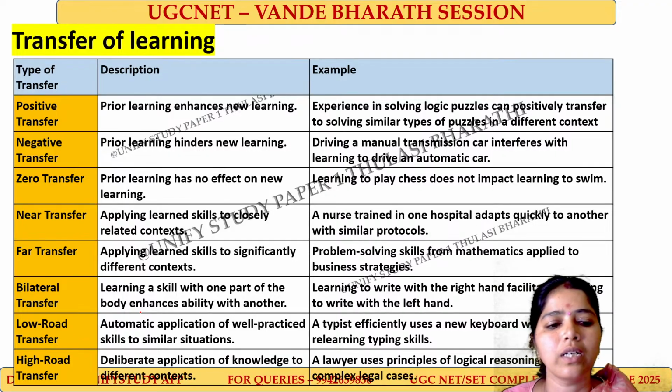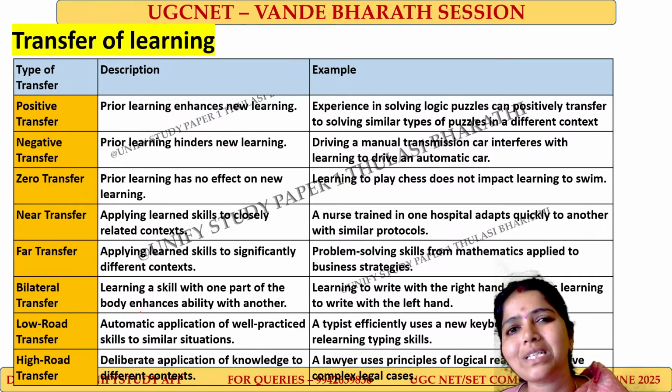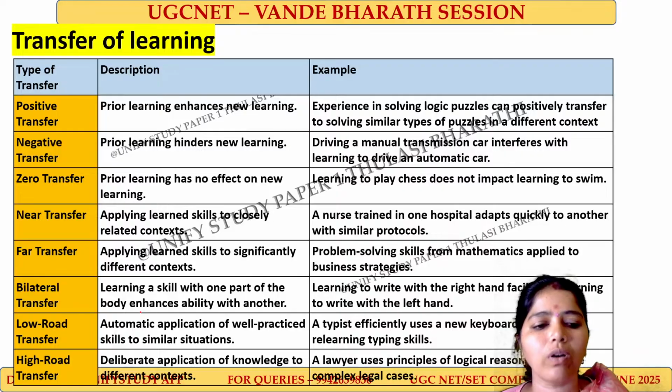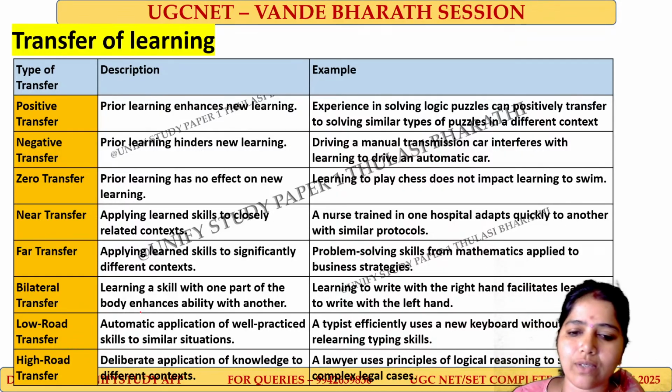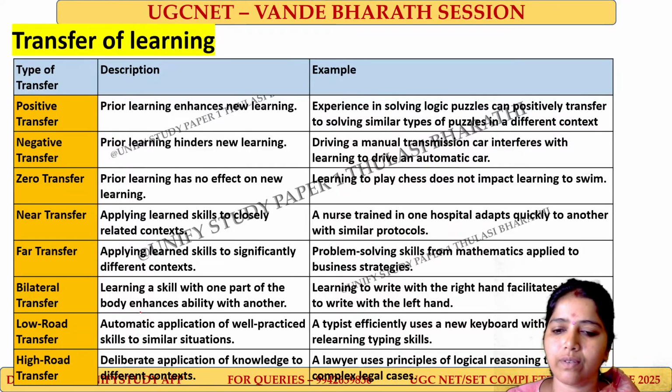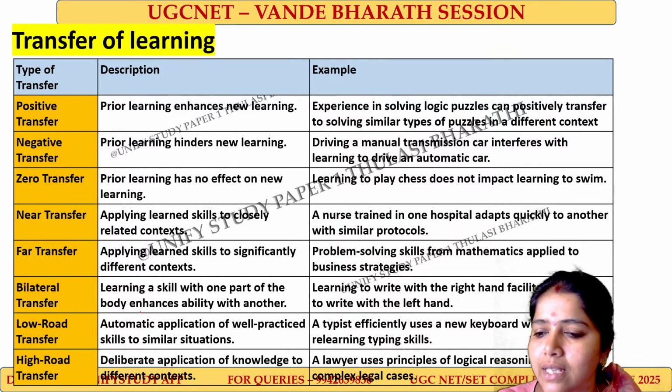Low road transfer. High road transfer means what? Consciously taking effort to apply something. It's called high road transfer. Deliberate application of knowledge to a different context is called high road transfer. Am I clear? Yes?